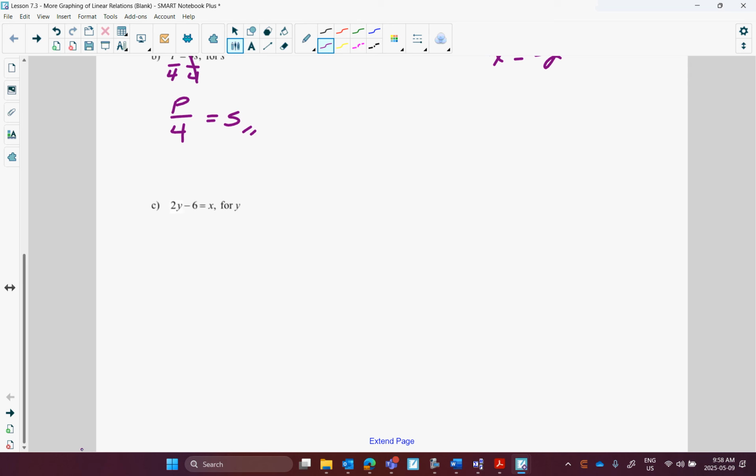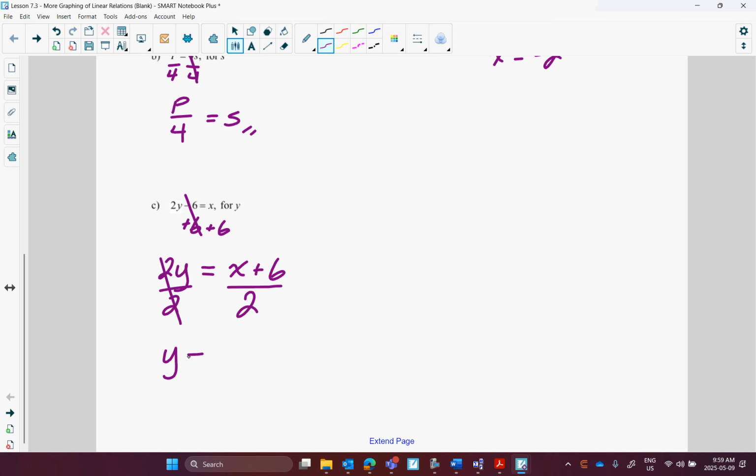This one is a little bit more challenging because there's a couple of steps. First of all, I got to move the 6 over, correct? And I'm left with 2y equals x plus 6. It's not times. So you have to write it like this. Now what? How do I get y by itself? Don't overthink. Divide it by 2. Whatever you do to one side, do to the other side.